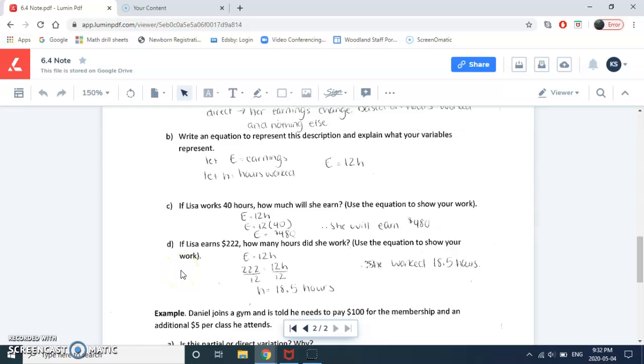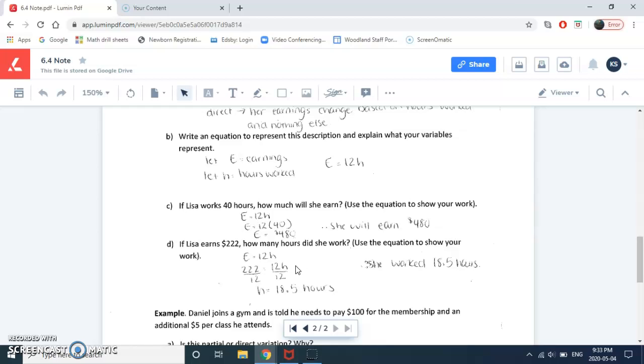D, if Lisa earns $222, how many hours did she work? So now we know how much she's earned. So when we have our E equals 12H, this is our earnings. So we can put our 222 down there, equals, well, we know that she gets paid $12 per hour, but we want to find out how many hours she works, so we don't know H. So we need to get it down to just one H.